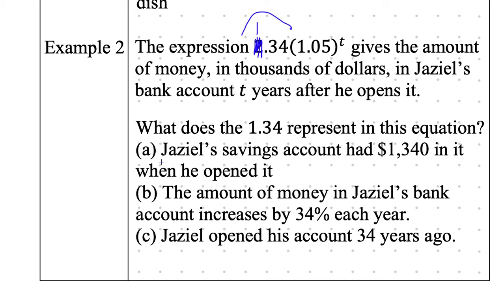Yeah, Larissa. Well, I thought it was C because it says he opened his account 34 years ago, so that would be like the starting. Okay, so that sounds like a starting amount too. Yeah, I agree. Okay, it does sound like a starting amount. So who is it gonna be? Let's hear from our correspondent Jade, because I know that she had another answer aside from A as well.